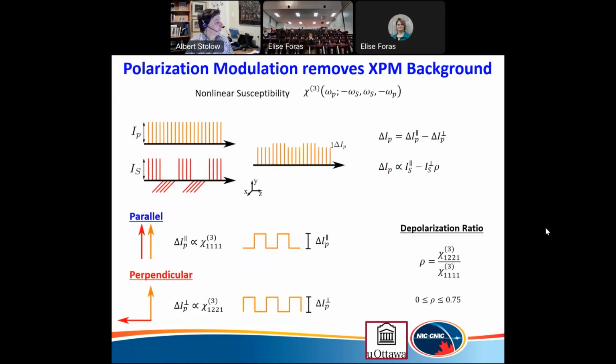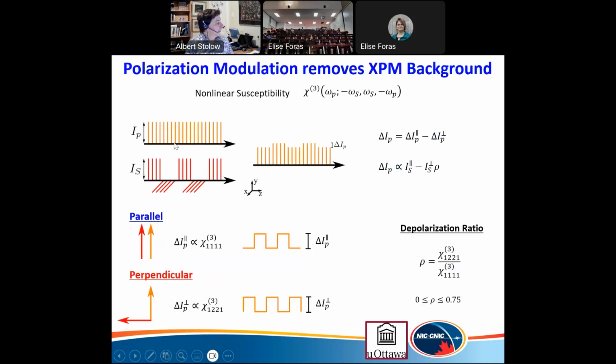Okay, without going through the physics, what we're going to do is a new kind of polarization modulation. So instead of an amplitude modulation where I have one laser beam on and the other one I'm blinking on and off, I'm going to flip the polarization of that laser beam: parallel, perpendicular, parallel, perpendicular. And I'm going to modulate in this way.